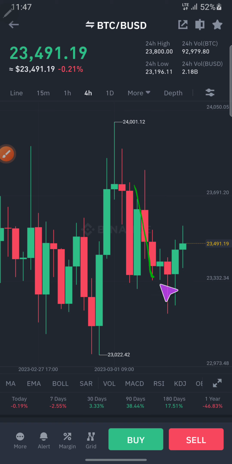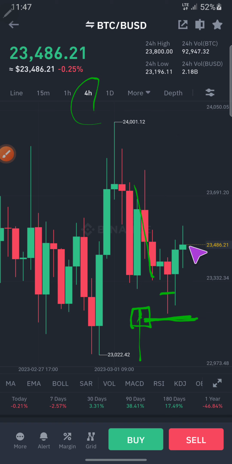So I told you, anywhere you see hammer candles, the shadow is 2 times its body. Whenever you look at this candlestick, it is 2 times its body. And I told you, you are going to place your stop loss here. Whenever you enter this market and you place your stop loss here, I am sure you are now in profit. Now it is on the 4 hour.